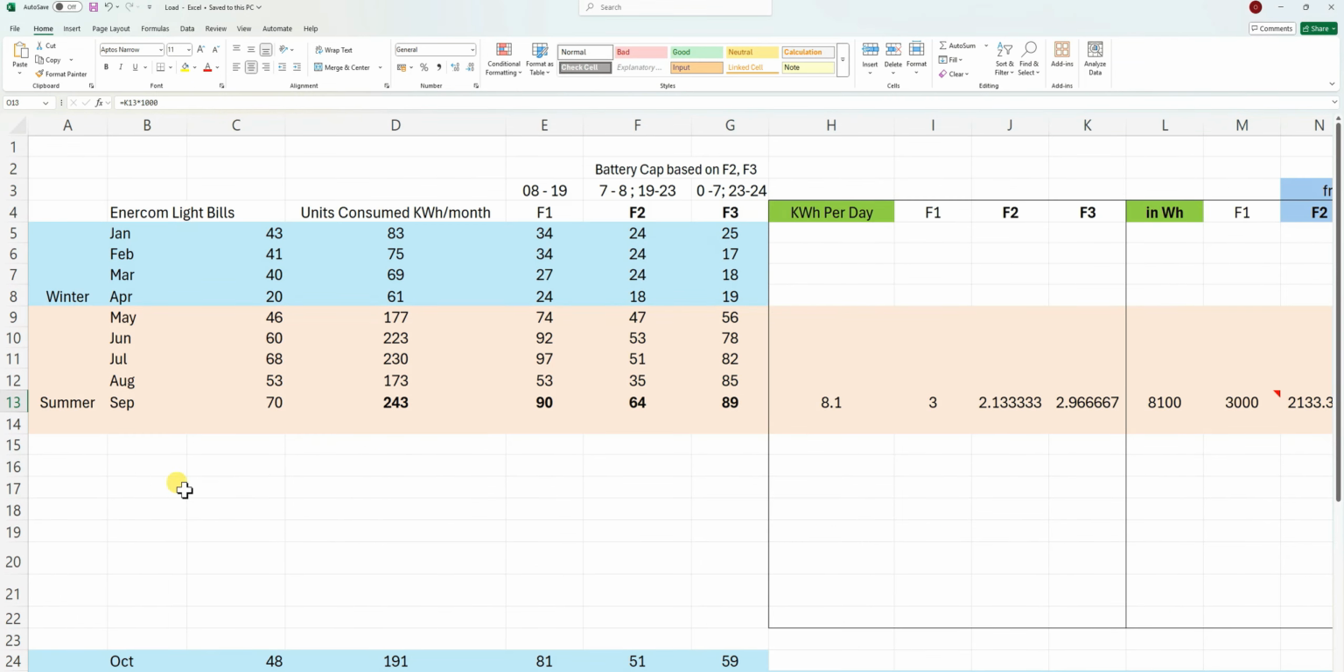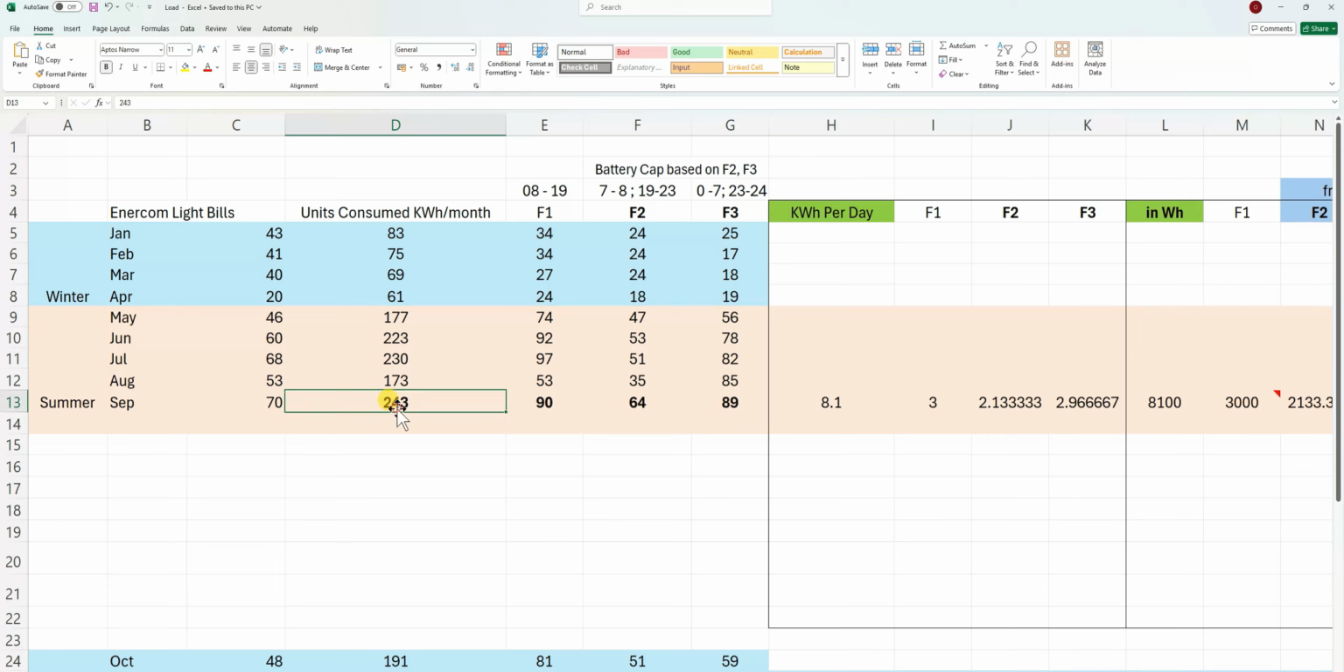But the method that I would prefer is to use your electricity bill of 1 year and then calculate your units or kilowatt hour that you consumed each month. For example, in winter I consumed in January 83, in February 75, blah blah blah, and then in summer starting from May I used 177 till September, and then in October 191, and November and December.